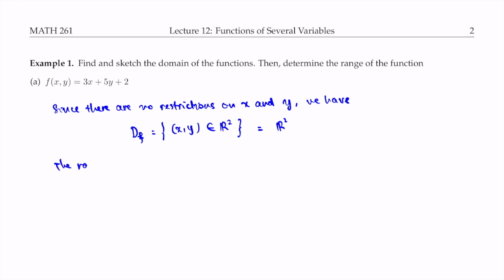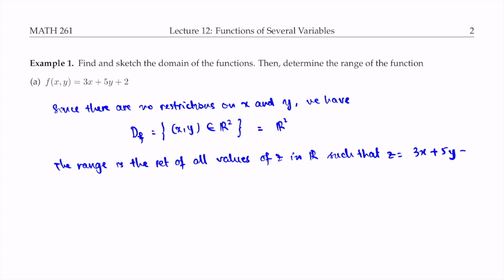So the range is the set of all values of z in R such that z is equal to 3x plus 5y plus 2, and the range of the function is going to be equal to the real line. So here again, you take in two independent variables and you give out one dependent variable. Okay, so that is the domain and range of the function of the form f of x y equal to 3x plus 5y plus 2.